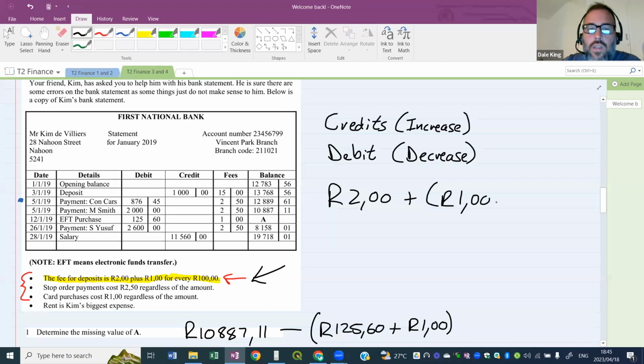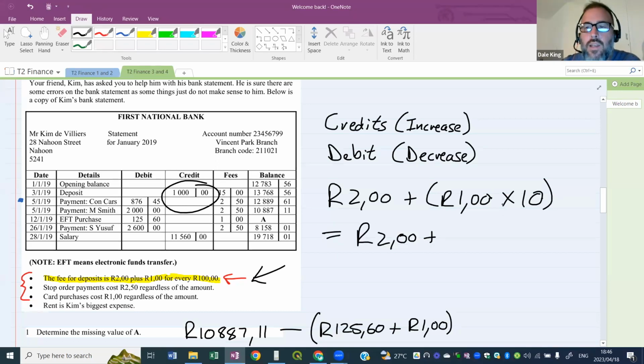Now you all know there are 10 hundreds in 1,000 Rand, because it was 1,000 Rand that was deposited. So there are 10 hundreds, and it's 1 Rand for every 100 Rand you deposit. So we're going to say 1 Rand times 10. There are 10 hundreds in 1,000 Rand. So if we do this calculation, 2 Rand plus 1 Rand times 10, which is 10 Rand, we get 12.